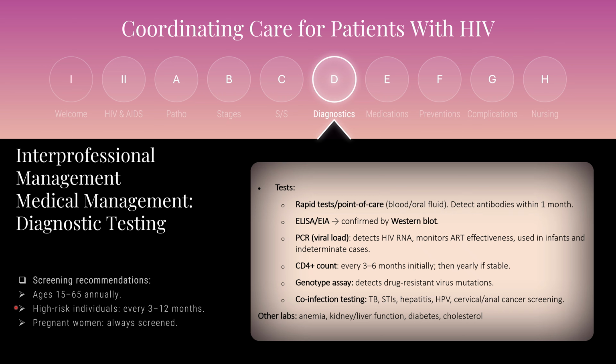So we have ages, the high risk, pregnant. So we're moving forward.